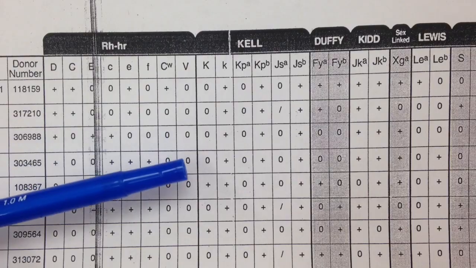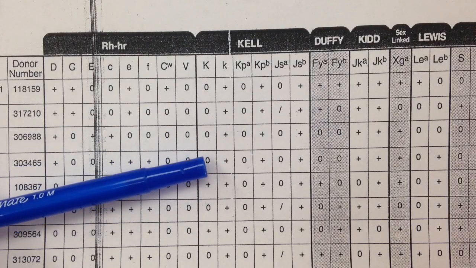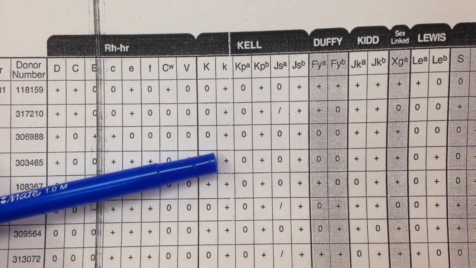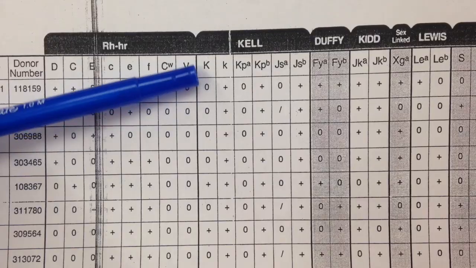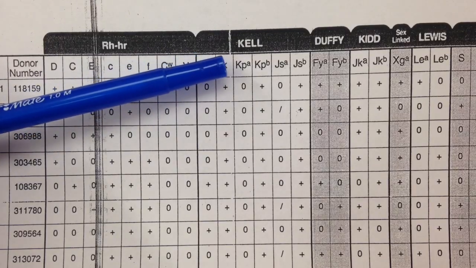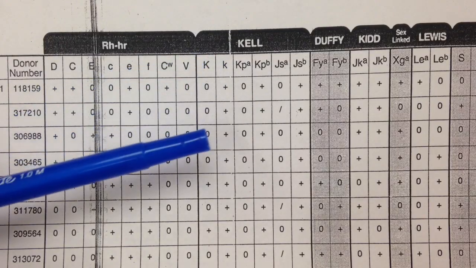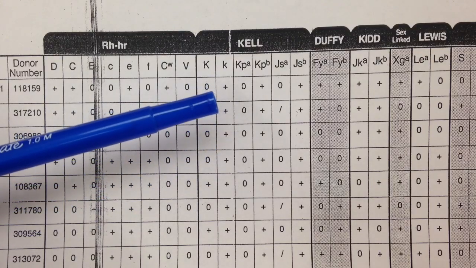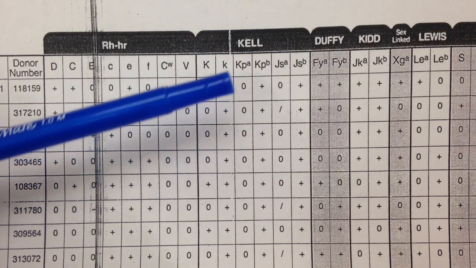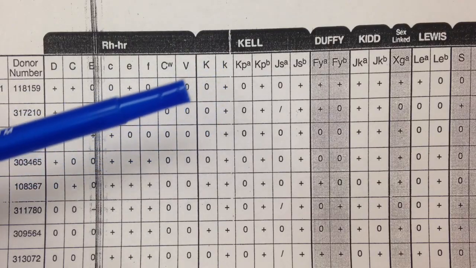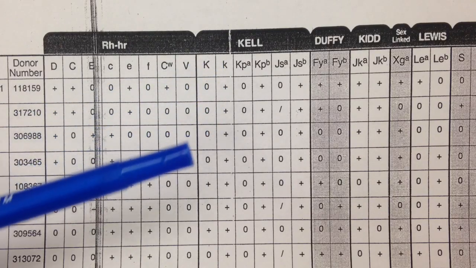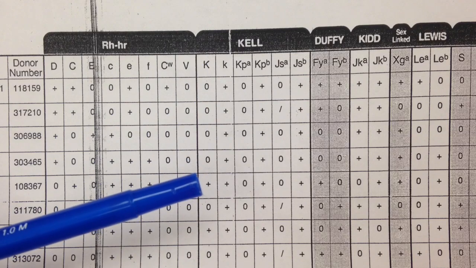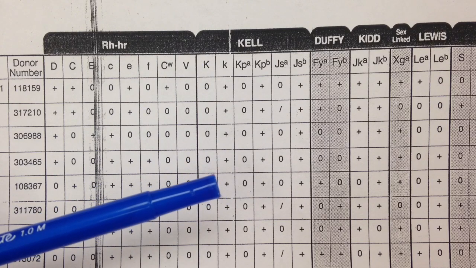Basically, if somebody is homozygous, it means that they have two alleles that are the same. So, for instance, here where you see a little k and a big K, and the little k is positive and the big K is 0, that means that person or that cell is homozygous for little k. The opposite would be if there's a positive for big K and a positive for little k on the same cell, that means that it is heterozygous.